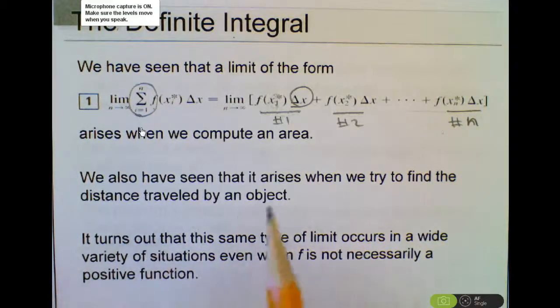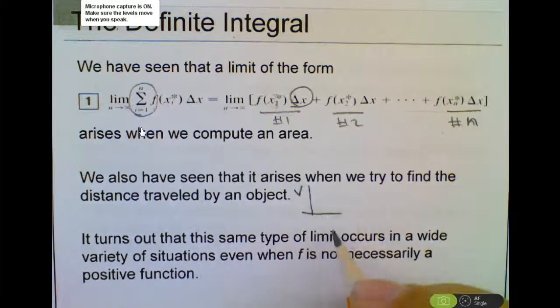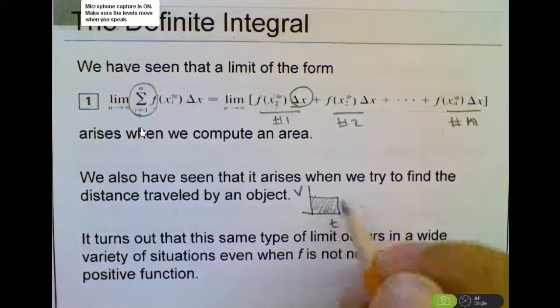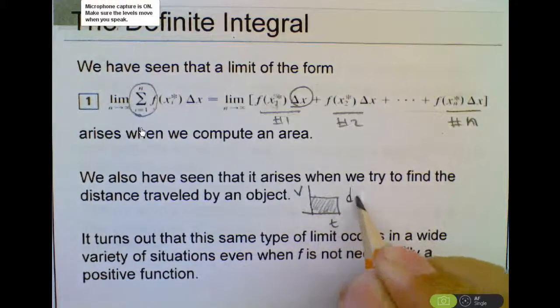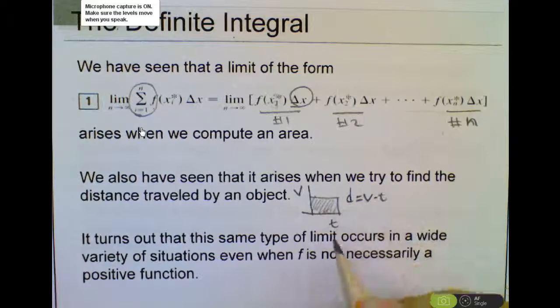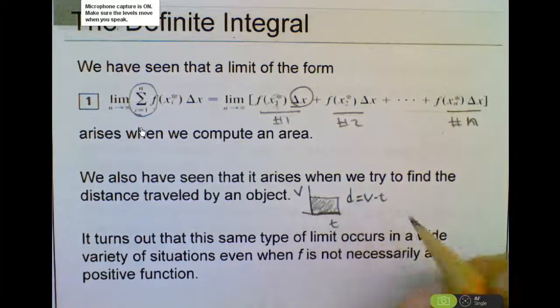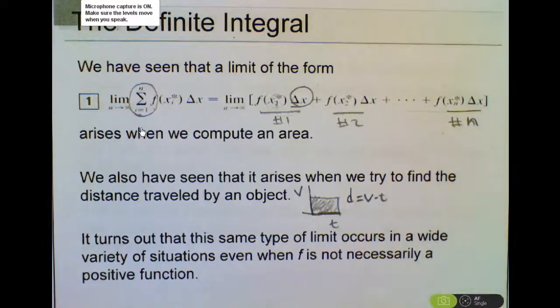And we also have seen that we can compute the area of a graph of velocity versus time, and when we find the area under the curve, what we're finding is actual distance, because distance is velocity times time. So when we do velocity times time, what we're finding is the area, and the area by definition is the distance when we're dealing with that curve. So it turns out that the same type of limit occurs in a wide variety of situations when f is not necessarily a positive function.